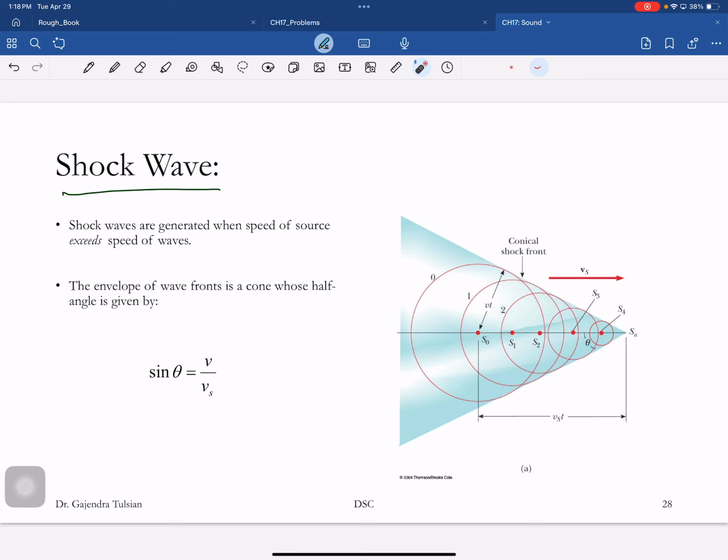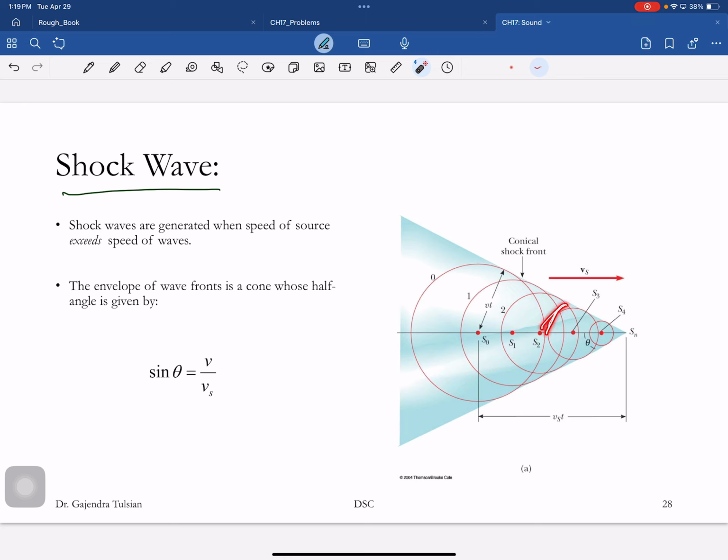How does that work for a transverse wave? Water waves are sort of a sum of longitudinal and transverse wave. And so that wake that you see on the boat, that's a shock wave. If the water is shallow, the speed of a surface wave depends on the depth of the water. And if the water is shallow, the boat is going faster than the speed of the wave on the water. And that's a shock wave.